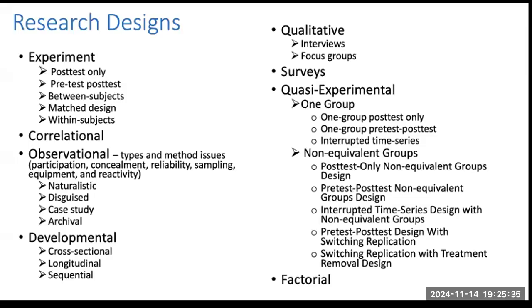Surveys are by far the most common, right? These are quantitative, they're quick, they're fast, they're cheap, they're easy. That's why they're the most common type of research study. So surveys are correlational.